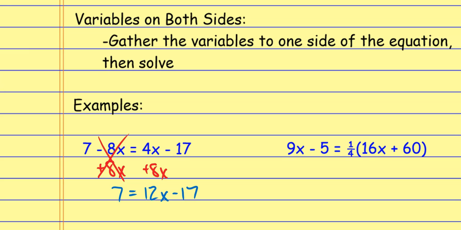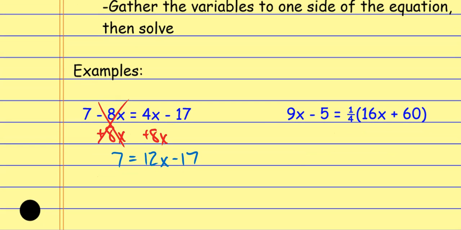Now that I have the variables together, now that I don't have variables on both sides, I've got the variable in one place, so now I can work backwards through order of operations and undo the operations as we go. So let's undo subtraction first. To undo this subtraction, I'm going to add 17. And again, the plus 17 and minus 17 cancel out. Over here, that's going to give me a 24.